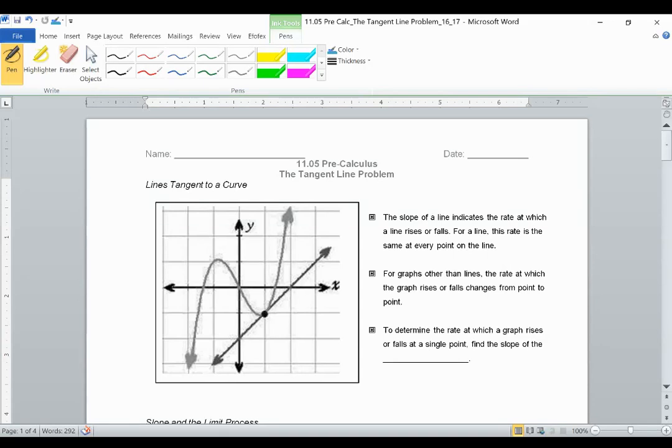Hello, it's Mrs. Grizafi again, and we're on 11.05 pre-calculus today. These notes are called the tangent line problem.